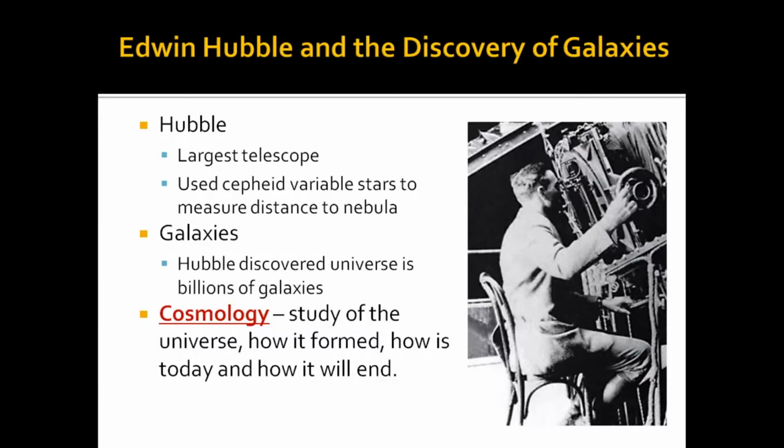So this is Edwin Hubble, okay? And of course he's named after the largest telescope that we have that was taking these first initial images of galaxies. Okay, and so what Hubble did was he used Cepheid variable stars to measure the distance to what he thought were these nebulas, or these galaxies. And so he was able to discover that the universe is made up of billions of galaxies. And he was one of the first scientists to really start studying kind of the universe as a whole.